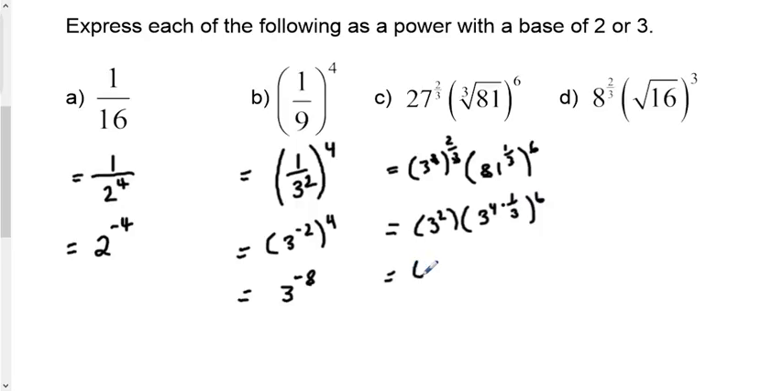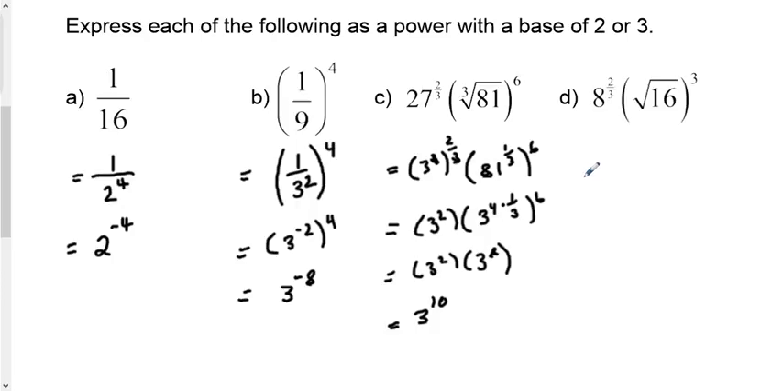So I'd have 3 squared here, and then I've got 3 to the 4, and 1/3 times 6 is going to be 2. So it'd be 3 to the 8, and then 3 to the 2 times 3 to the 8, adding the exponents because they have the same base, is 3 to the 10.